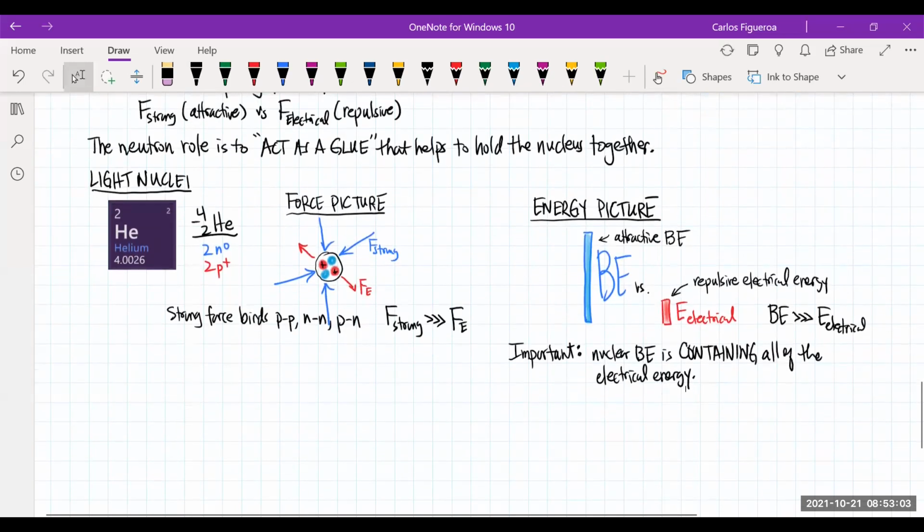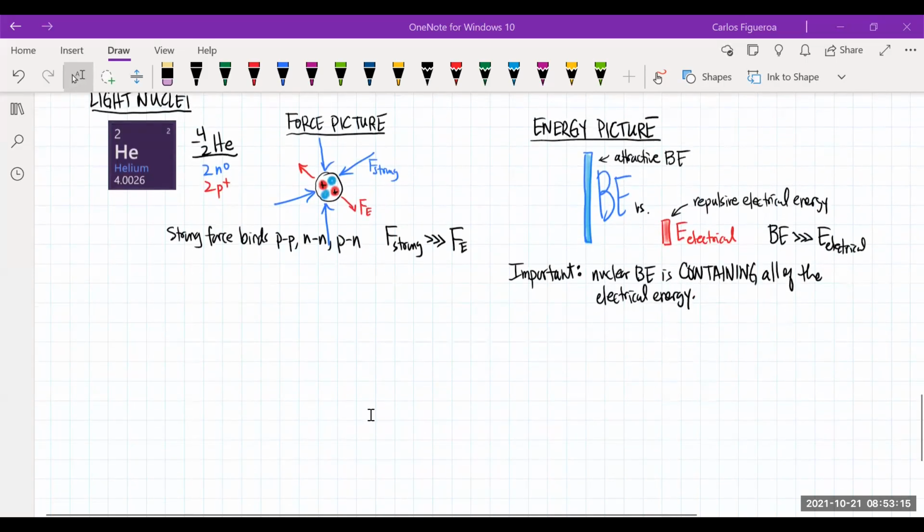So let's go to the next one. So here I picked a different one. We picked silver last time. This time we want to pick something close to that, which will be copper. So when I look at copper, this is what I would call a midweight nuclei.